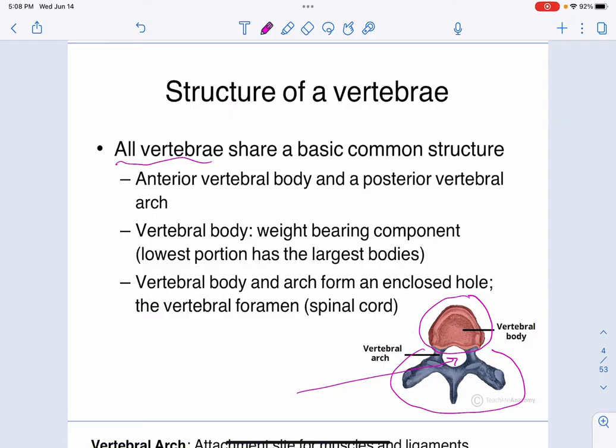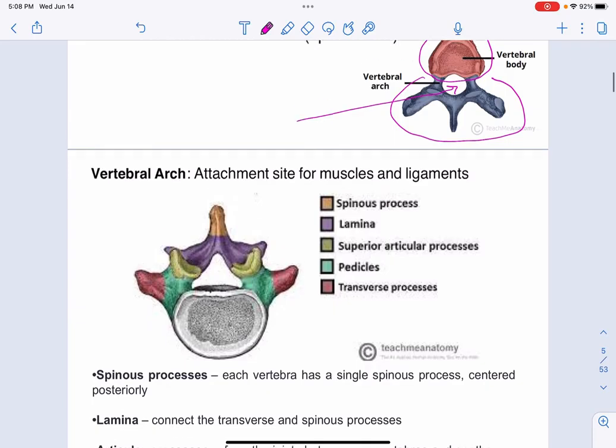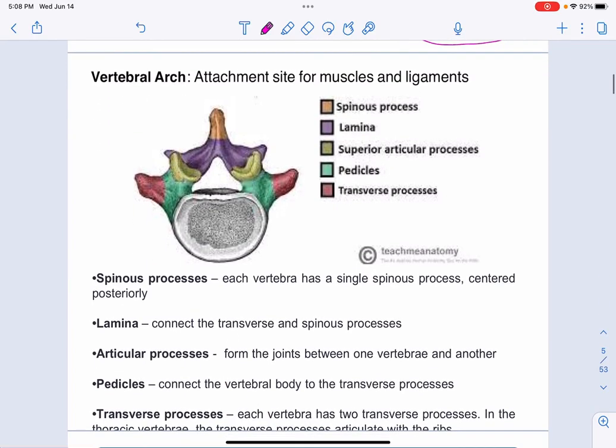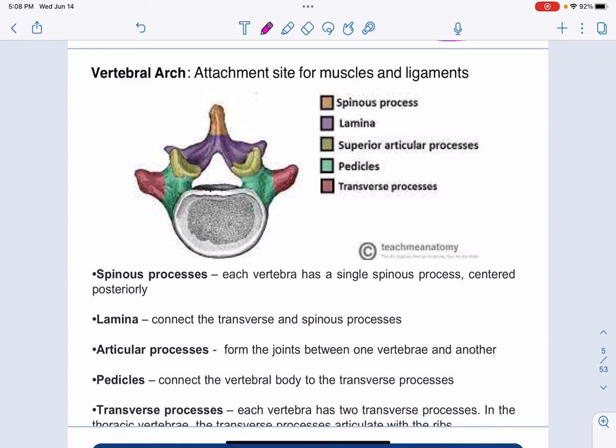Now let's take a look at this vertebral arch and the components of the vertebral arch. You will find these components in all of the vertebrae. I like this picture. I'm straying from your book for just a moment because I found this picture in Teach Me Anatomy and I really liked it because it highlighted the different regions of the vertebral arch to show you what the components are. I'm not as concerned with the definitions of all of these components as much as I want you to be able to identify each of these.